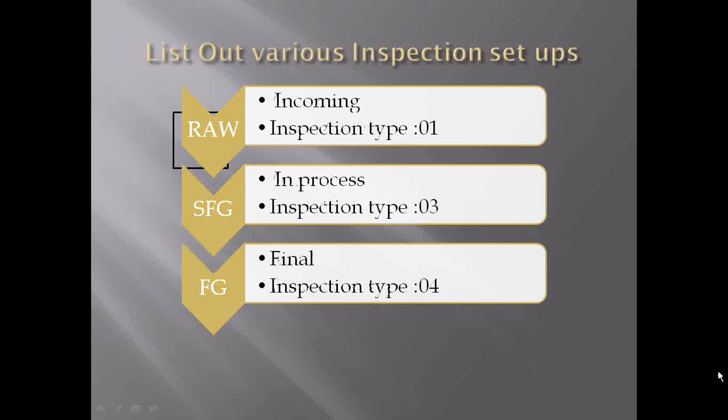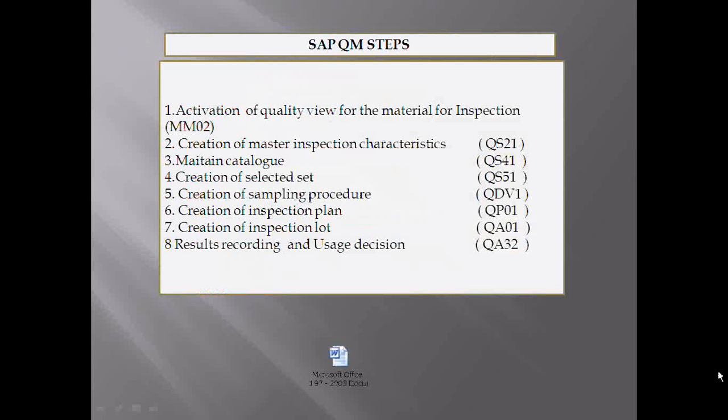Similarly, how many inspection types are they using? If it is incoming, 01. If it is in process, 03. If it is final, 04. Like that, there are so many other inspection types which we will be learning. Now basically there are these 8 steps we may need to follow in each scenario. The first is activation of the quality view for the material for inspection, meaning which inspection type, whether incoming, in process, or final, we will activate in the quality management view while creating the material master.